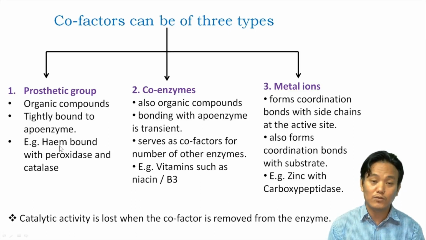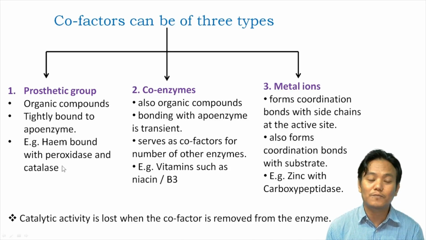The heme group, as in hemoglobin, is an iron-containing molecule, right, that is called heme. Heme is tightly bound to enzymes like peroxidase and catalase, and together they form the holoenzyme, the active enzyme.